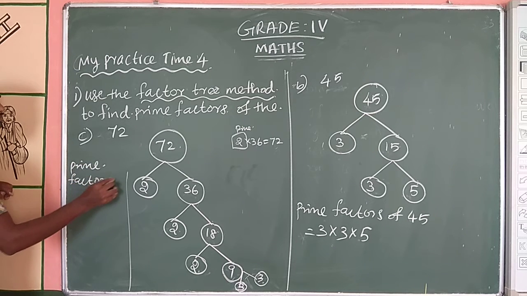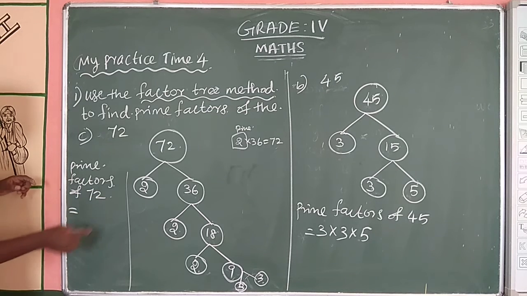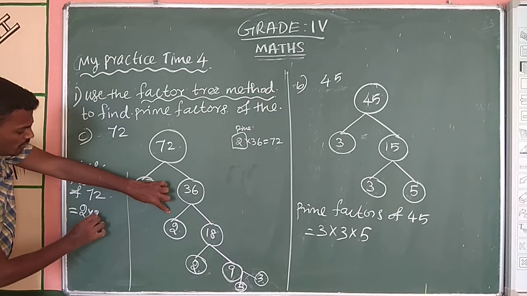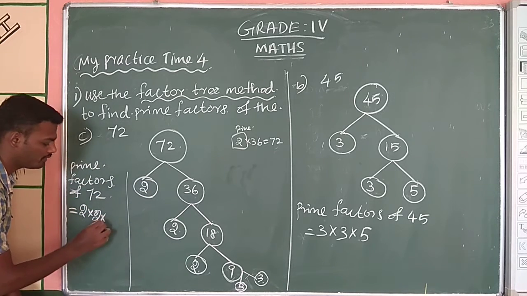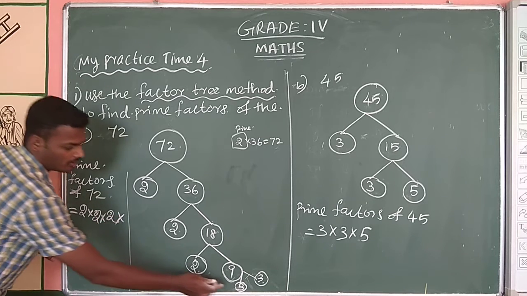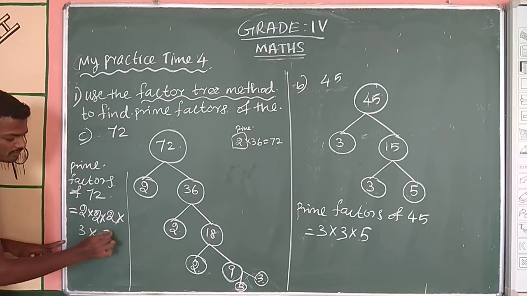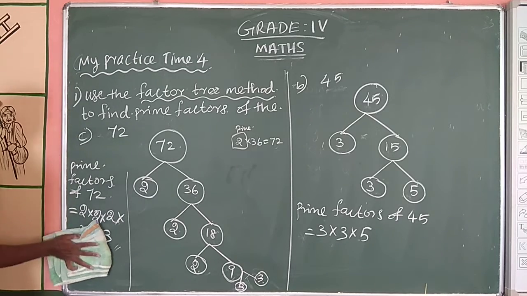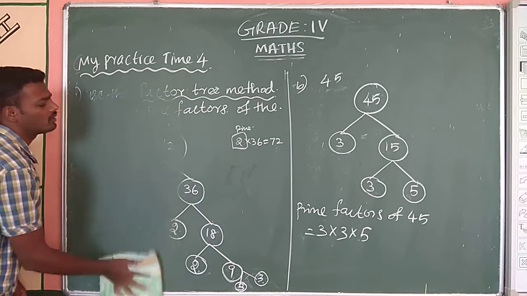So prime factors of 72 is equal to 2 into 2 into 2 into 3 into 3. All numbers are prime numbers. So 2 into 2 into 2 into 3 into 3. Next one, second question: use the division method.